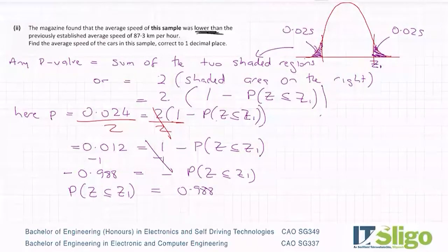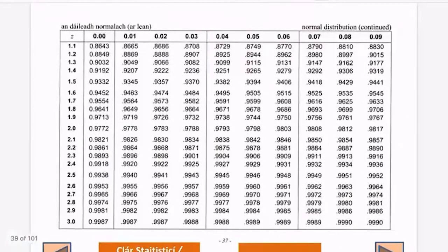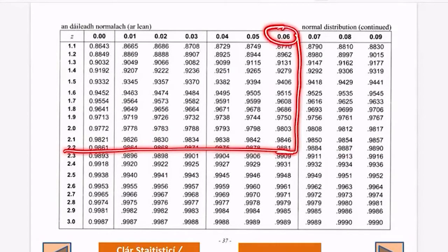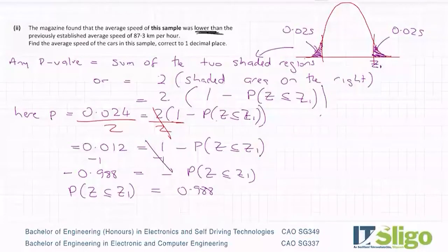Okay, let's pop into our tables. 0.988. I've gone too far. 0.988 here. So what's that? 2.28 by the looks of things. They're all 0.988. Okay, hold on, there's 0.988, there's a closer one. 2.26 by the looks of things. So Z is equal to 2.26. That's the value that gives me that z-score.